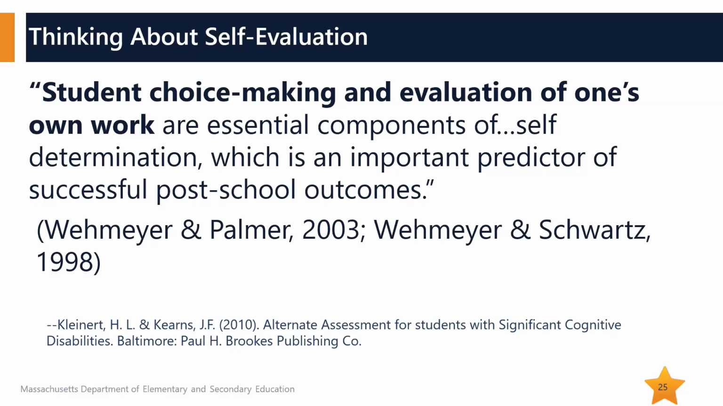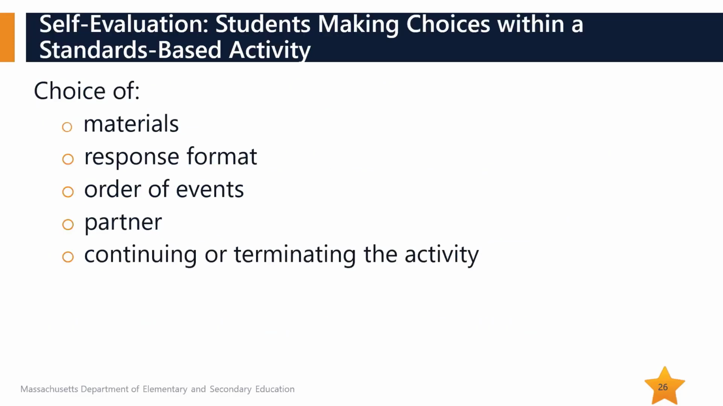And to tell you the truth, choice making is what we do all day, giving kids some opportunities to express themselves. So think about all the choice making that you build into the activities. So choice of materials, response format, partner, or continuing or terminating the activity. So if you document the student's expressive communication response on the work descriptor label, you'll have it done. But just remember that self-evaluation is not about choosing a reinforcer. Rather, it's about choice making and having an opportunity to direct some part of the lesson.